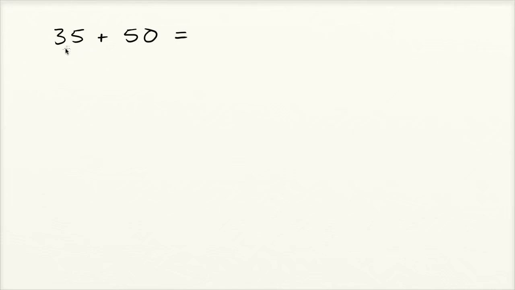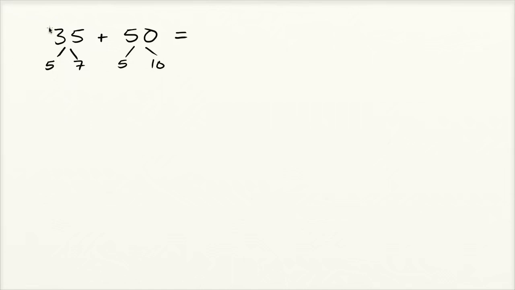Well, I could write 35 as 5 times 7. And I could write 50 as 5 times 10. And so we see 5 is the greatest common factor. 7 and 10 don't have any factors in common. So I could rewrite this.